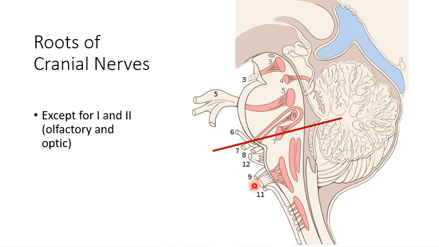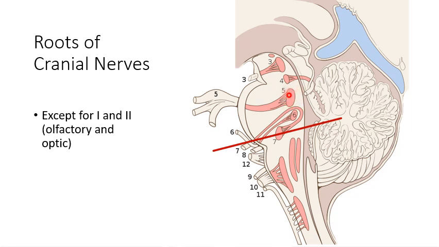There are, of course, 12 pairs of cranial nerves. Most of those nerves have their roots in the brainstem, and you can see them emerging here. And then in kind of reddish color, you can see the roots. So for instance, for this nerve, nerve 5, which is the trigeminal nerve, its root is right here. So right here you have a group of cells.